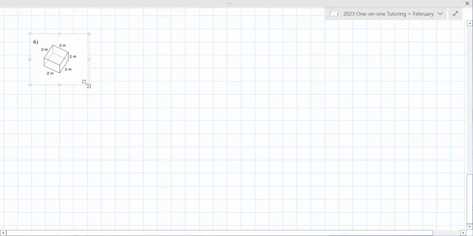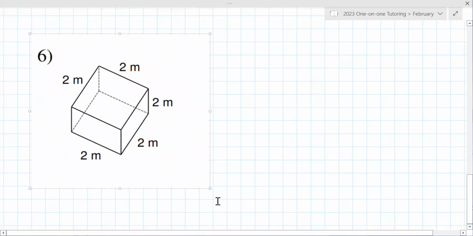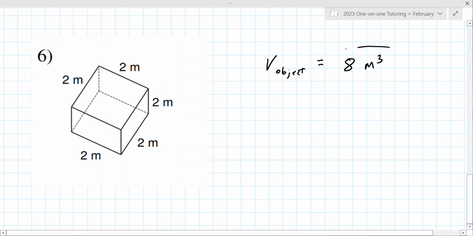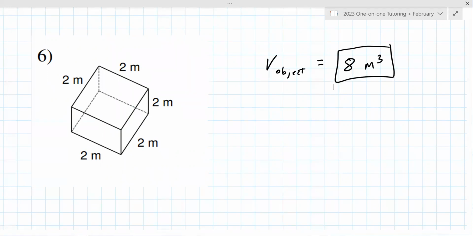Okay, so here's another problem for you to look at. What is the volume of this object here? It would just be 2 times 2 times... Did you cut out there? What's the final answer? 2 times 2 times 2, it would be 8. 8 what? 8 meters cubed. Good. Very good. So those aren't too hard. Let's go back to the triangular prisms.